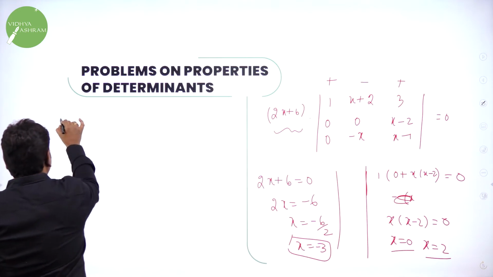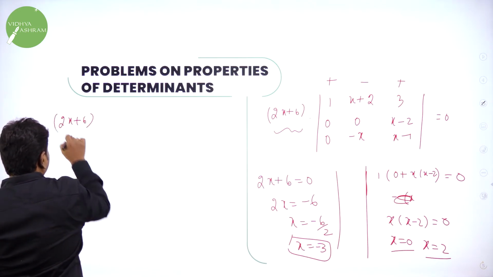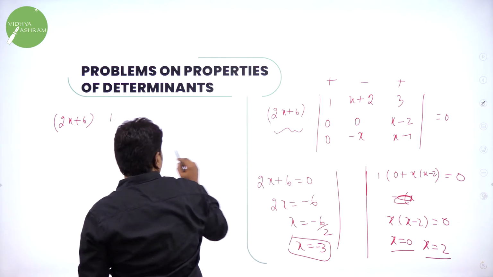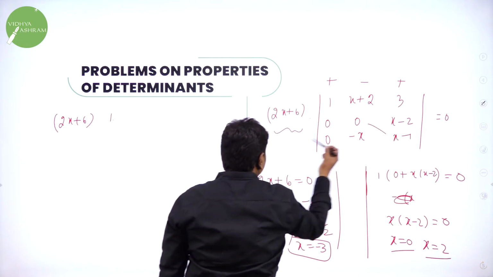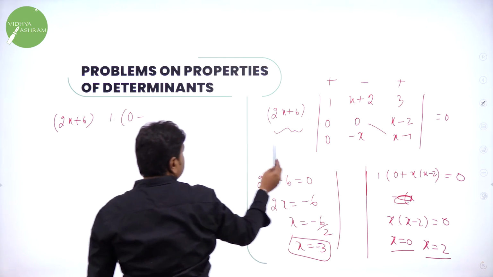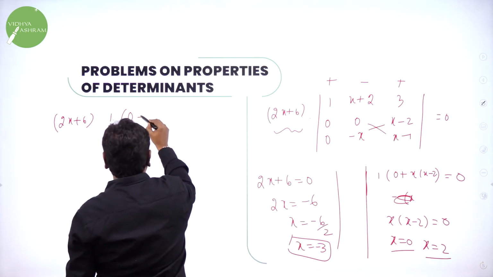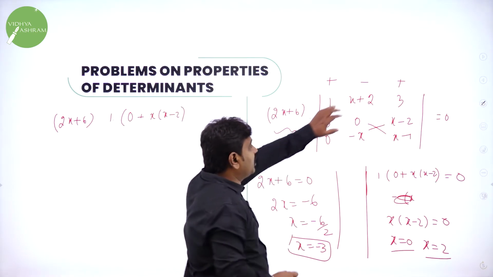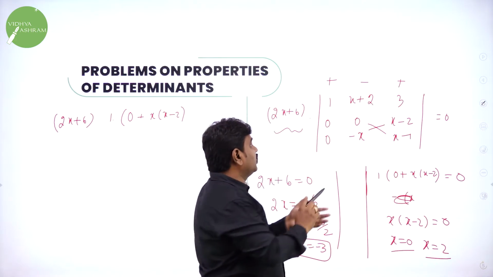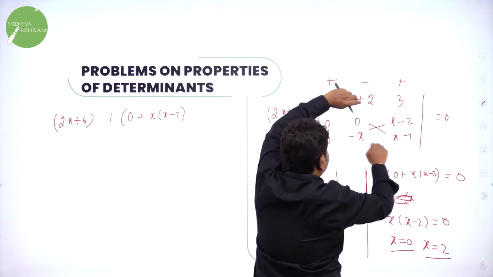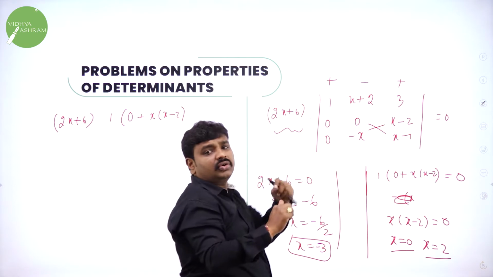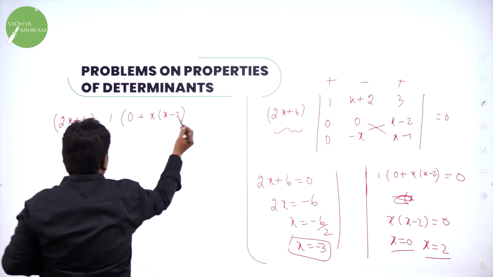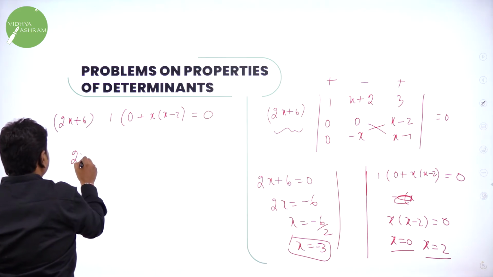Let me explain this again. If you observe 2x plus 6 and expand this, you will have 1 into, delete the row, delete the column, you will have 0 into anything, 0 minus, these two if you multiply, minus into minus is plus, x into x minus 2, and further don't expand with this and this, it will give 0. If you check, delete this and delete this, you will get 0 into anything 0, 0 into anything 0, 0 minus 0 is 0, like that. So now further you simplify, this is equal to 0 we have.